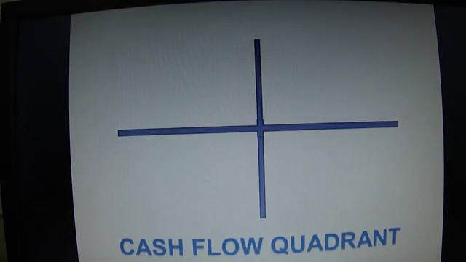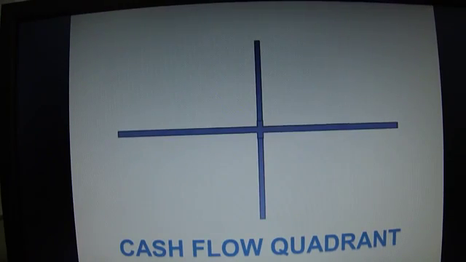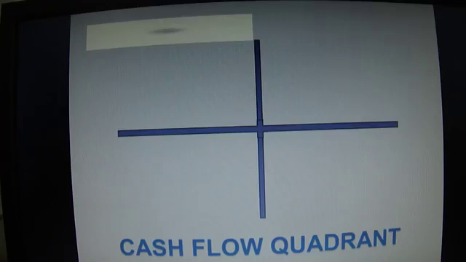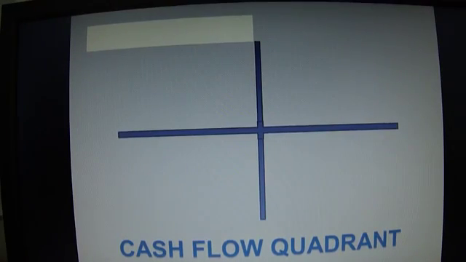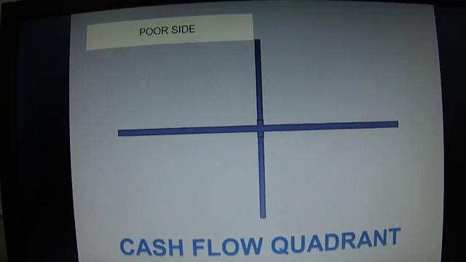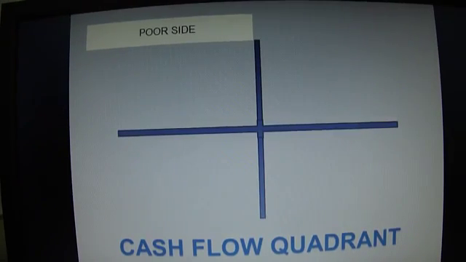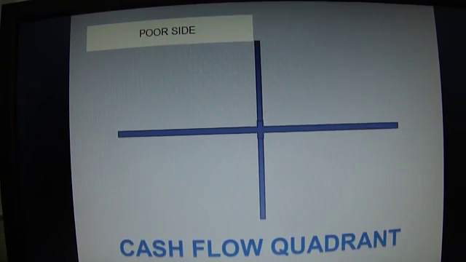Our next slide is the cash flow quadrant. In this slide, you will be able to differentiate the four types of people in the world of money and the four different types of tax laws for each. On the left column, which I labeled the poor side, is the first quadrant E, which stands for employee.